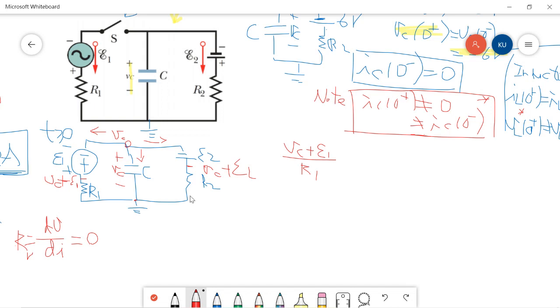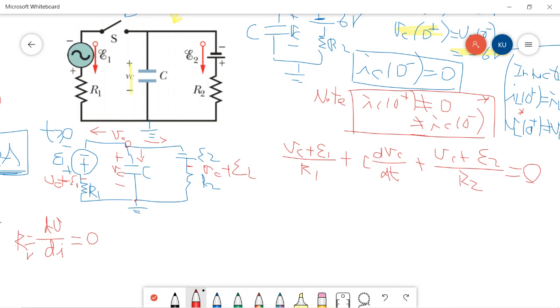And the next part is the current going through the capacitor. As we know, the current for the capacitor is C dVc/dt. And next, the current for the right hand side path is similar to the left hand side part. So we know that the current going through R2 should be VC plus E2 over R2. So we add all the three currents together, which is equal to 0.